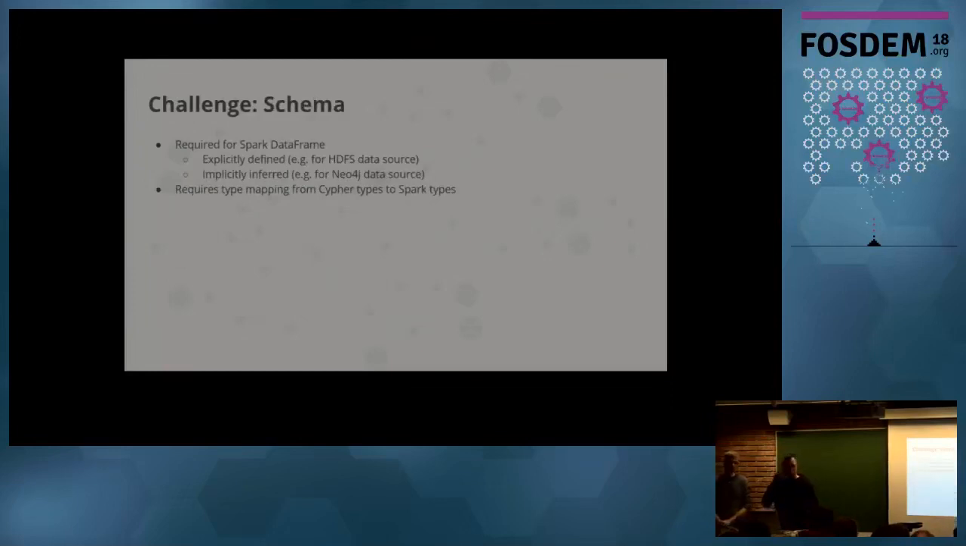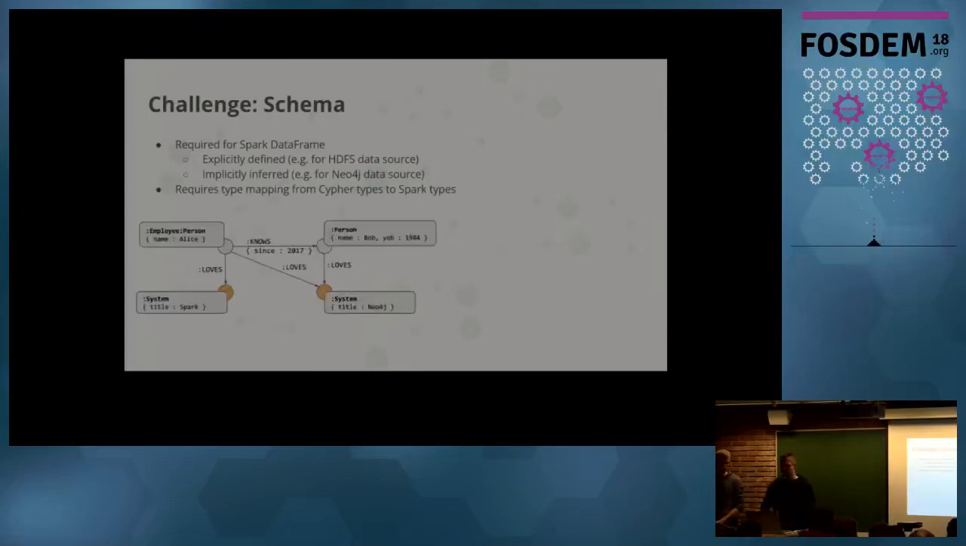So let's talk about a few of those challenges. At first, about the schema. As I said, we require a schema for Spark data frames. And if you use, for example, our HDFS data source, which I said is a CSV, then of course you have already a schema available, which is explicitly defined. And we can just derive it from there. If you, for example, load your data out of Neo4j, we implicitly infer the schema while loading the data. So we build it up while we see the data.